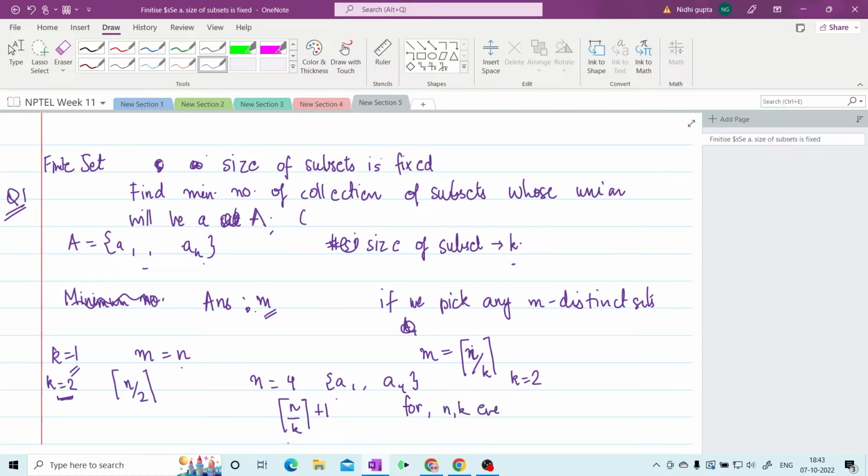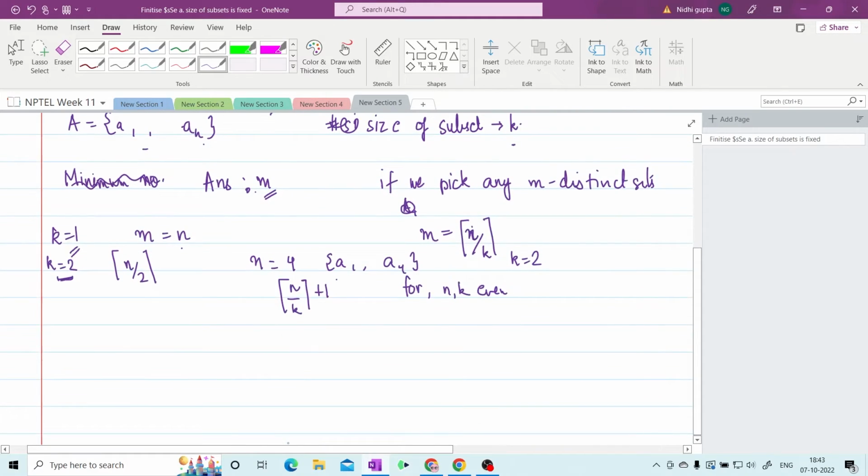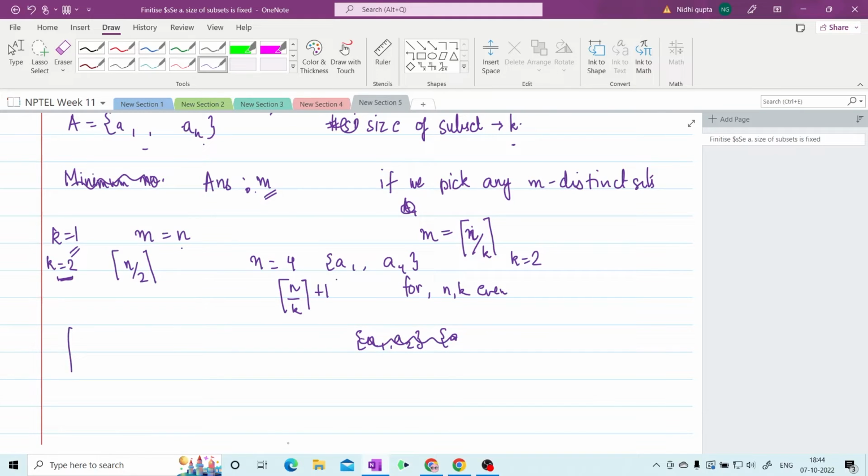I'm not sure, wait, let me see. If here we are considering three sets, suppose a1, a2, 3... So suppose let's try to do it for 2 first. Is this fine for k equal to 2? So you have n choose 2 plus 1 and you want to use the pigeonhole principle, right? Yes, ma'am.